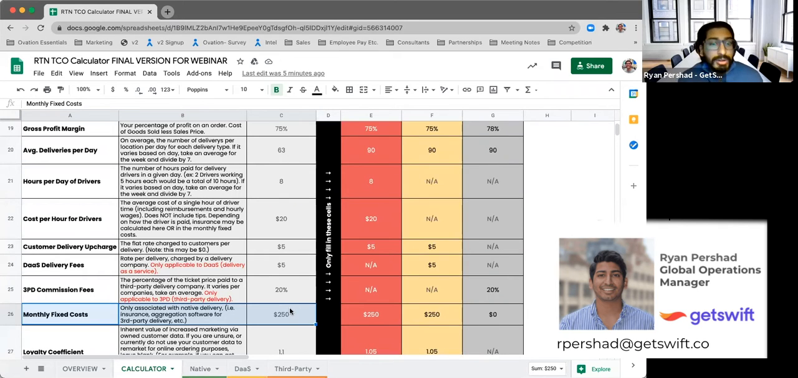And then you could do simple multiplication. If you have one driver, and let's say it's $200, one driver is 200, two drivers would be 400, et cetera. We got a lot of questions about that, so we definitely wanted to make sure that was clear for everyone. Yep.